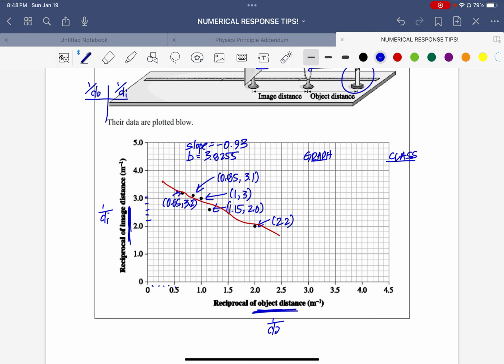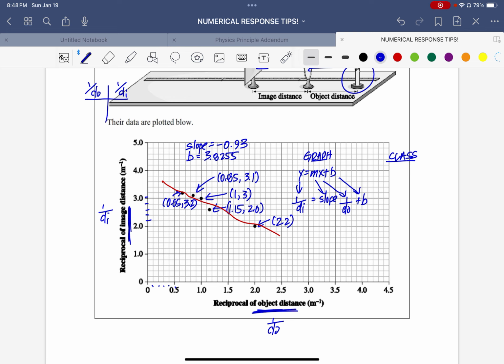The equation from the graph, as always, will be y equals mx plus b. The y-axis is the reciprocal of the image distance. M stands for the slope. The x-axis is the reciprocal of the object distance, and because there is a y-intercept here, we have to include that. No big one. Just add it on like you always would.